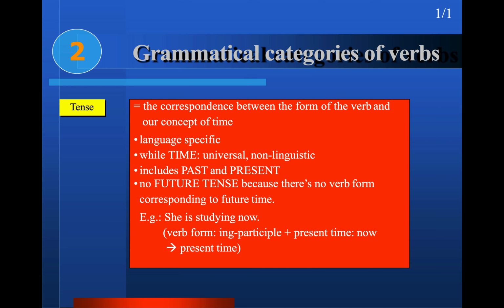Okay. So tense, as we said, is the correspondence between the form of the verb and our concept of time. So that's why tense is language specific, while time is universal and non-linguistic. So that's why tense includes past and present. Tense is more related to the form of the verb. We don't have future tense, but we have future time, because there is no verb form corresponding to future time. Sometimes we use present continuous, present simple, and even sometimes we use past to express futurity.